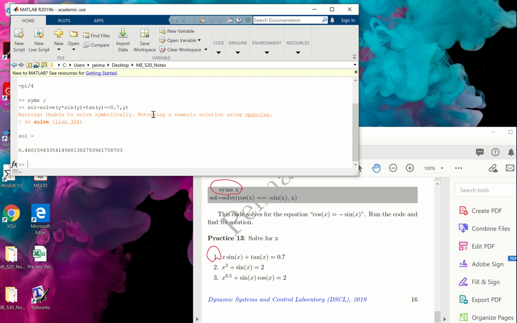Unable to solve symbolically, returning a numeric solution using vpasolve, okay? So this is another command in MATLAB. Guys, when I was a graduate student, MATLAB had more than 500,000 commands. I cannot teach you all of them, but I'm teaching the commands that you're going to use in undergraduate and graduate courses in mechanical engineering, okay?